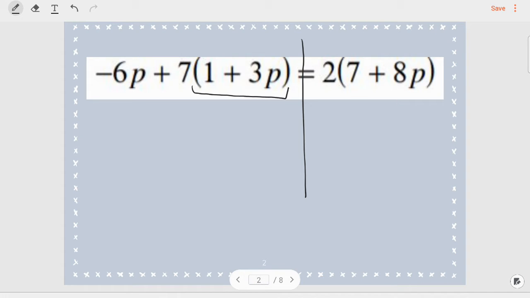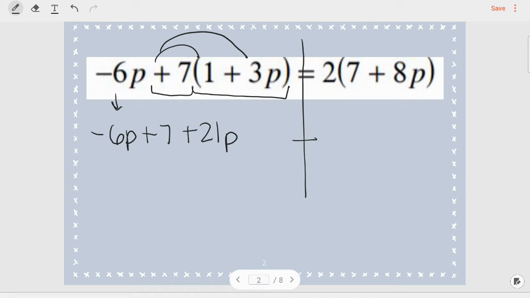Here are my parentheses. What do I distribute? Make sure you go just before the parentheses to the operation. So I'm going to distribute a positive 7 to the inside. I'm going to bring down anything not inside those parentheses. So negative 6p. Positive 7 times 1 is a positive 7. Positive 7 times 3 is a positive 21p. That's the left-hand side. I'm going to go ahead and distribute on the right-hand side.